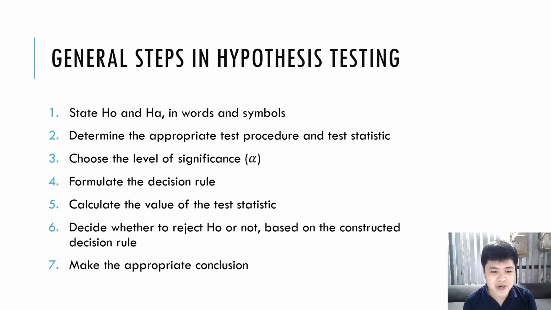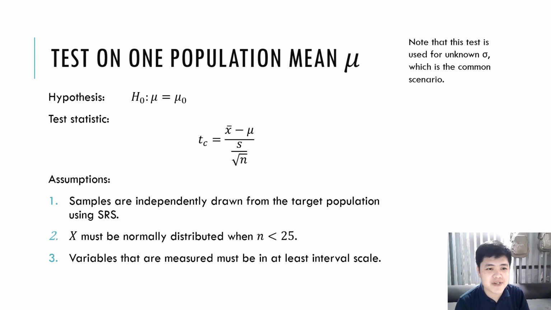Number five, we're going to calculate the value of the test statistic. We're going to compute the value of the test statistic using the formula we identified in step number 2. And number 6, we're going to decide whether to reject the null hypothesis or not reject the null hypothesis. And finally, because we rejected or did not reject the null hypothesis, we're going to answer the problem and make appropriate conclusions.